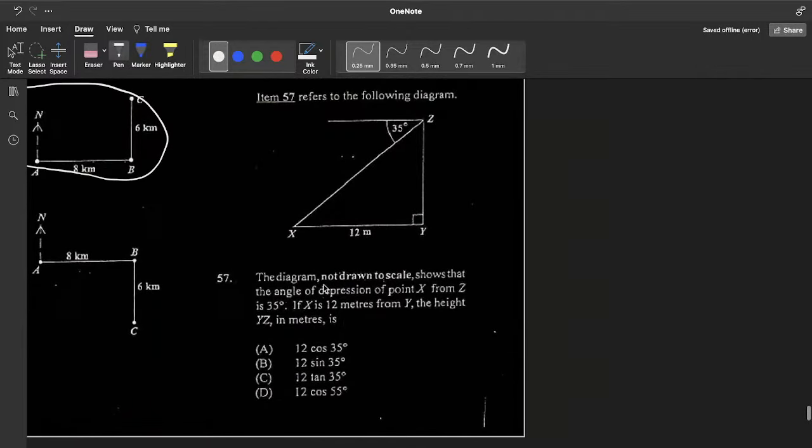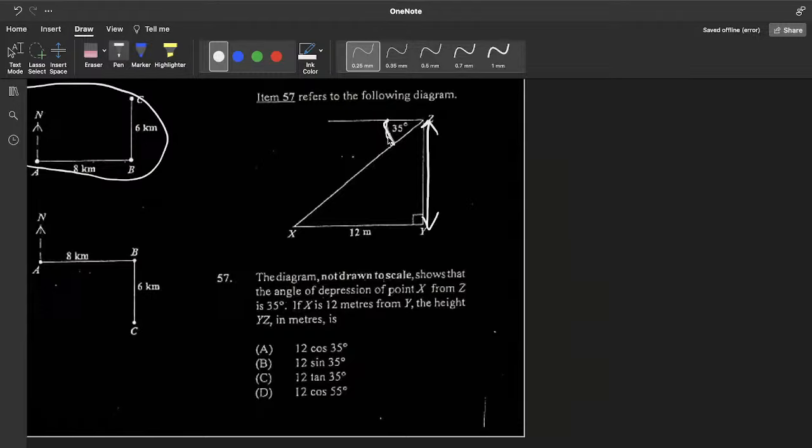Alright, so looking at this here, it says the diagram not drawn to scale shows that the angle of depression of point X from Z is 35. So here's 35. If X to Y is 12 meters, the height YZ in meters is, so we want to figure out what this height here is.